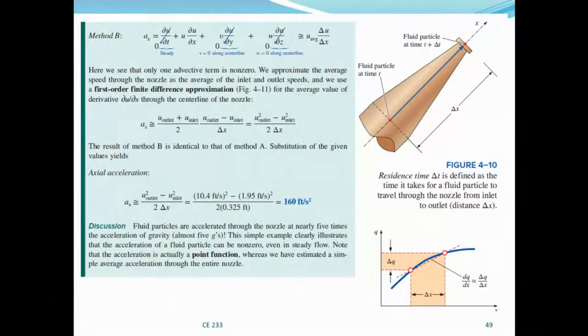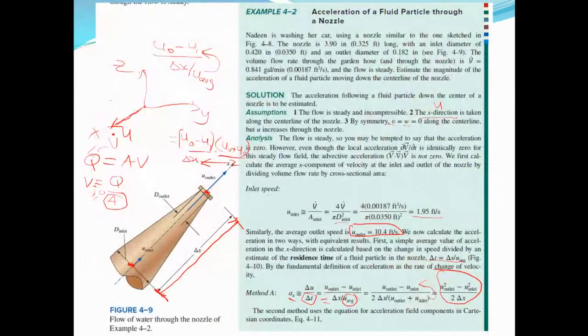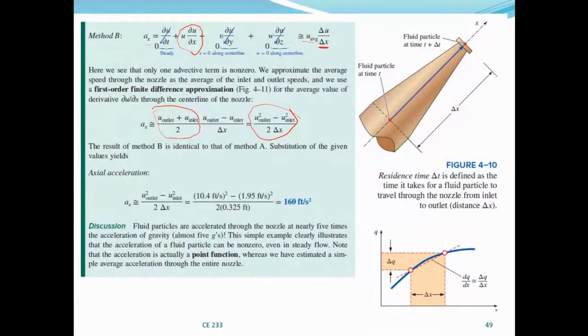Now the second method, which is method B, uses the acceleration vector. The acceleration in the x component: this is steady, so that term is 0. In the u direction, v and w are 0, so these terms will go. So we have only this term, which is now the average velocity along this distance. Delta u is simply u outlet minus u inlet, and this is the average velocity here. When we multiply it out, we have the same thing we had in the first method. In the first method, we just used the simple definition of acceleration, delta u over delta t. Substituting the values, we have the acceleration to be 160 feet per second squared.